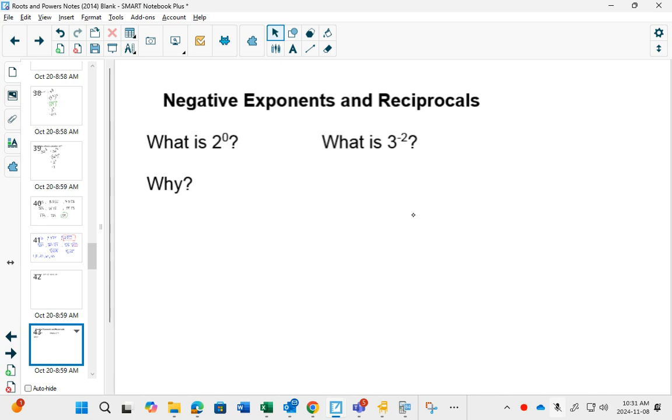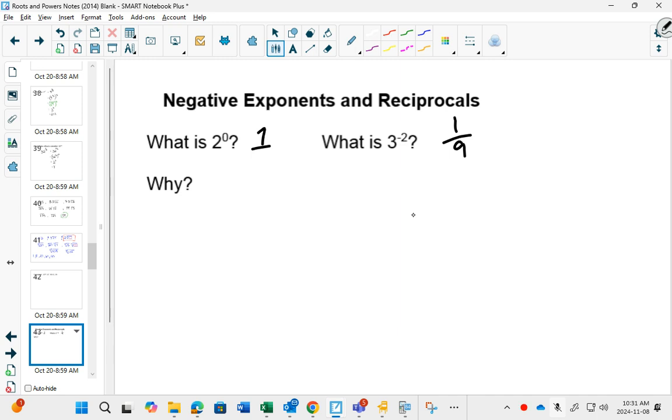Remember what an exponent of 0 does? It makes it 1, which is kind of weird. Does anybody know what a negative exponent does from grade 9? What is 3 to the minus 2? It is 1/9.